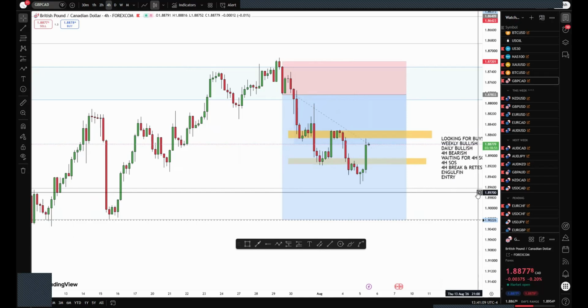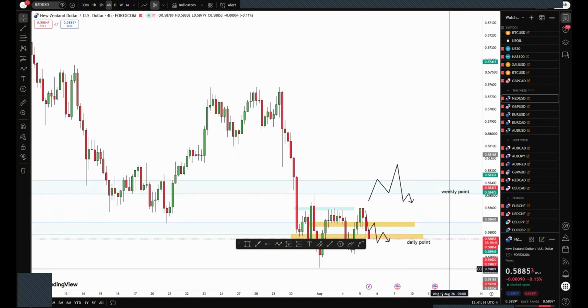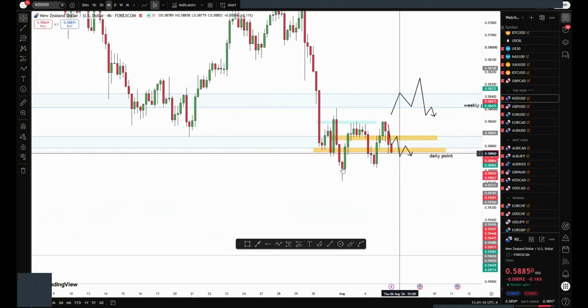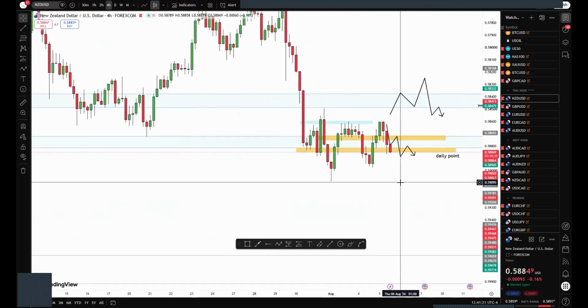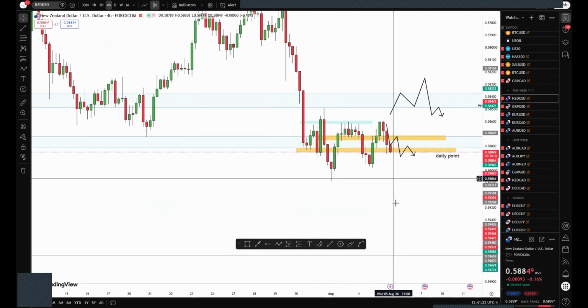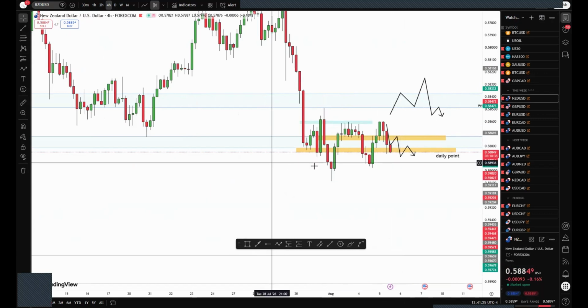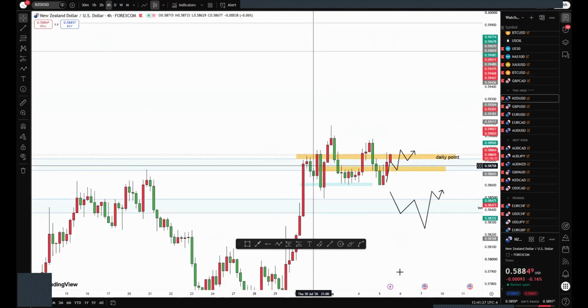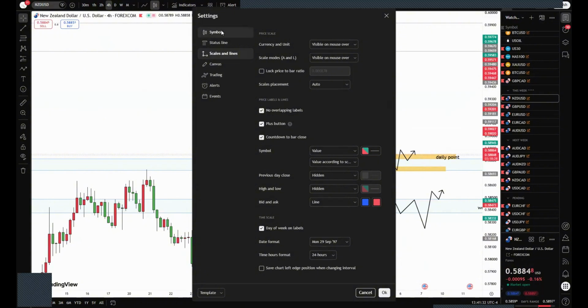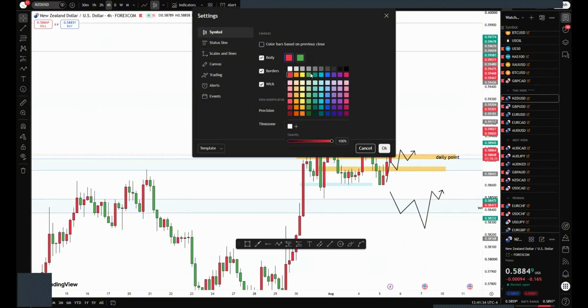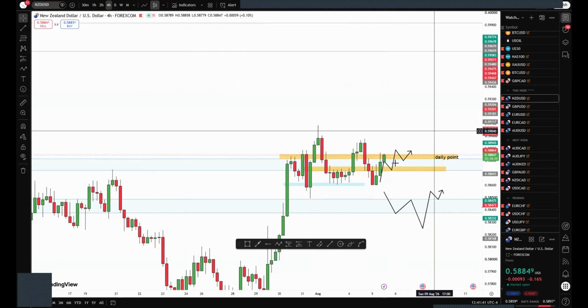So just wait for price to do its thing. Same with NZD USD. You can see what happened. Price reached here, but price tried to break above. But what is price doing now? Price is buying, isn't it? So it's all about letting the trade do its part. Our part is to analyze, and once we do that, we let the market do its thing. We leave it alone. Okay.